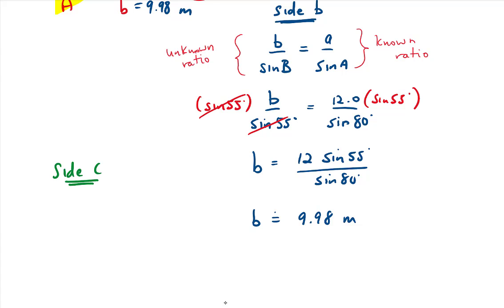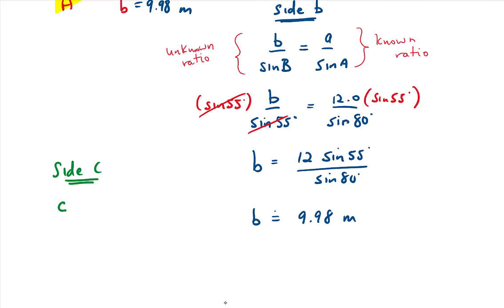So again, I need my unknown ratio. That means I'm going to start with side C because that's our unknown, which means I need to divide it by the sine of angle C. And then I have to have my known ratio, which is still A over sine A. You could now do B over sine B, but you need to be careful because if you made a mistake in calculating B, that mistake will carry into calculating side C.